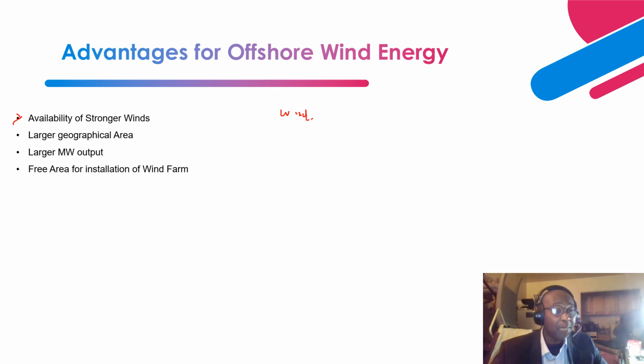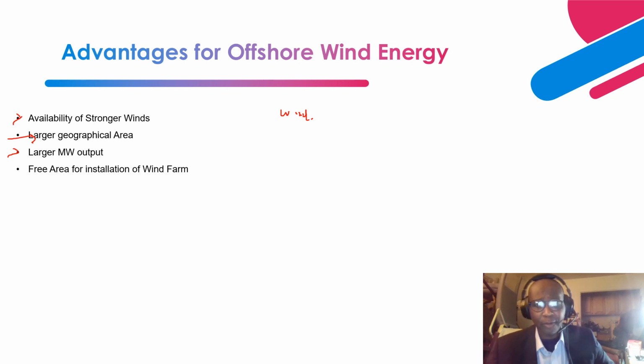Also, you have a larger geographic area. When comparing to an onshore facility, you are thinking about the land size, the cost of the land, and also settlement encroachment, right? Out on the sea, you don't have to worry much about that. The sea is available to you to utilize as much as possible, so as such, you are able to achieve a larger megawatt output.